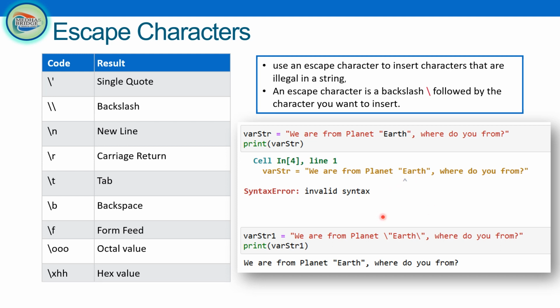So to make it printable, we use the escape character backslash before the character that you want to insert in the output. Here we have the output: we are from planet Earth, where do you from? And we have some other escape characters here.